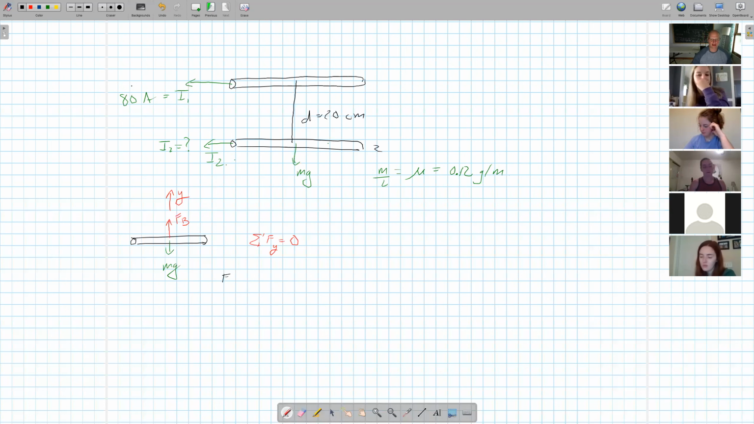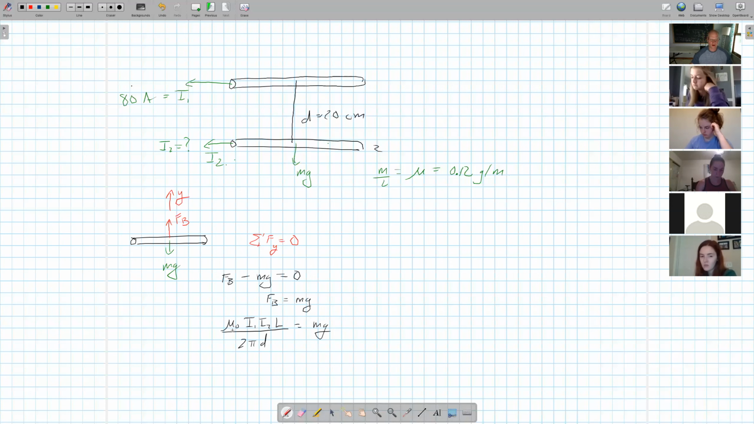So here we need our magnetic force minus mg equal to 0, which means our magnetic force is going to be equal to simply mg. We know our magnetic force is going to be mu naught times current I1 times current I2 times the length of the wire, divided by 2 pi times d, where d again is the distance between the two, and that's equal to mg.